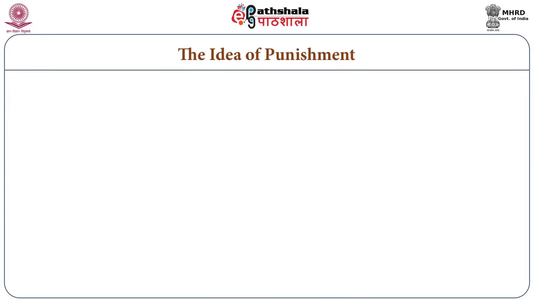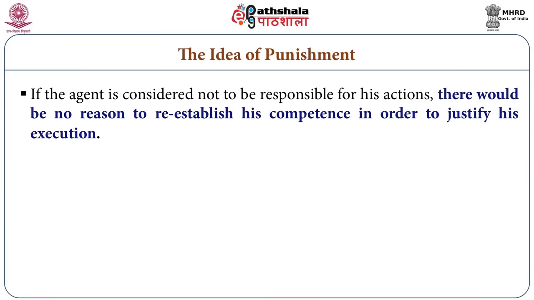The idea of punishment involved both in imprisonment and in the death penalty requires certain preconditions. If the agent, that is the person who committed the crime, is not responsible for his actions, there would be no reason to reestablish the competency of the agent in order to justify either imprisonment or execution. So one of the crucial aspects of punishing somebody is establishing competence.